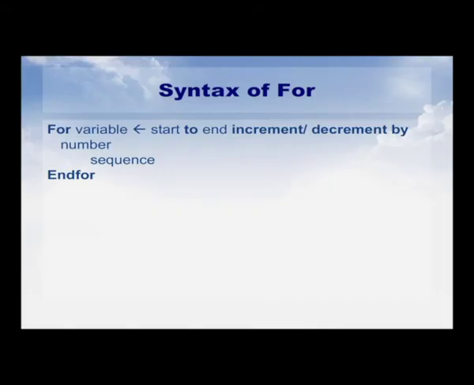Two keywords, for and end for, are used. The general form starts with the keyword for followed by a variable, and this variable is assigned values from a start value, the initial value, to an end value with an optional increment or decrement, and the sequence between for and end for is repeated that many number of times.